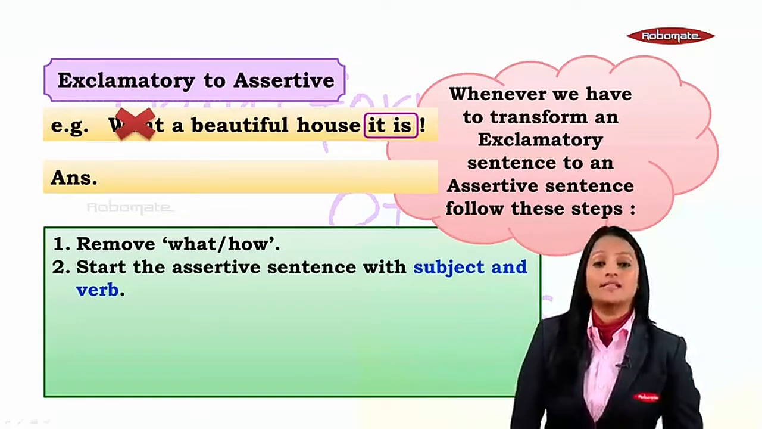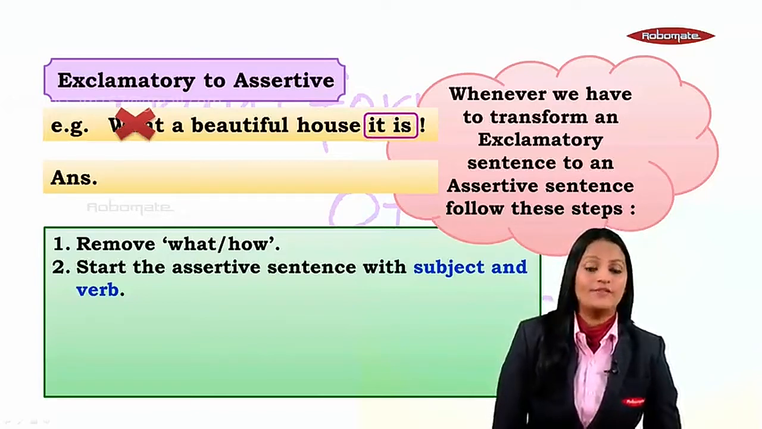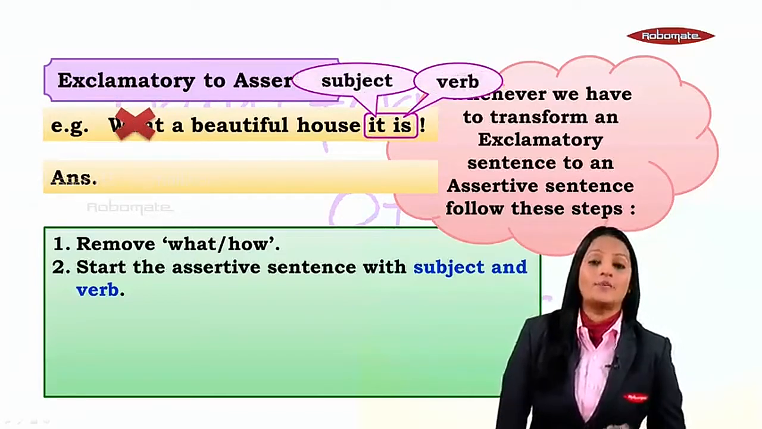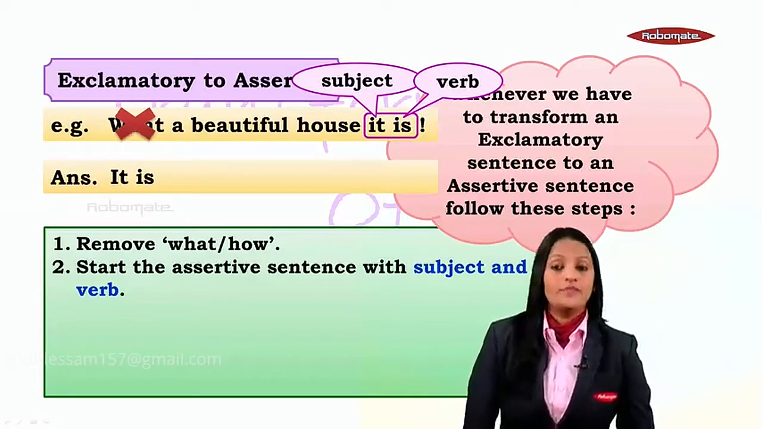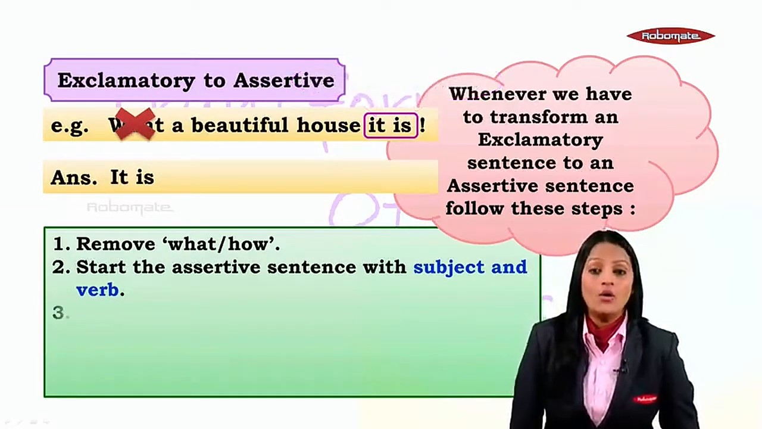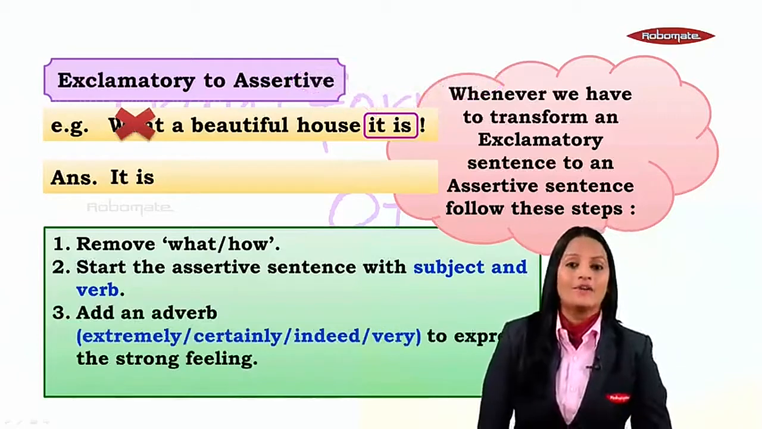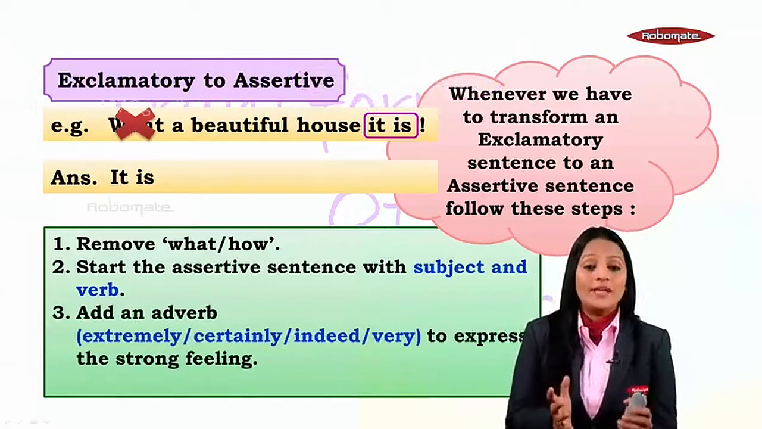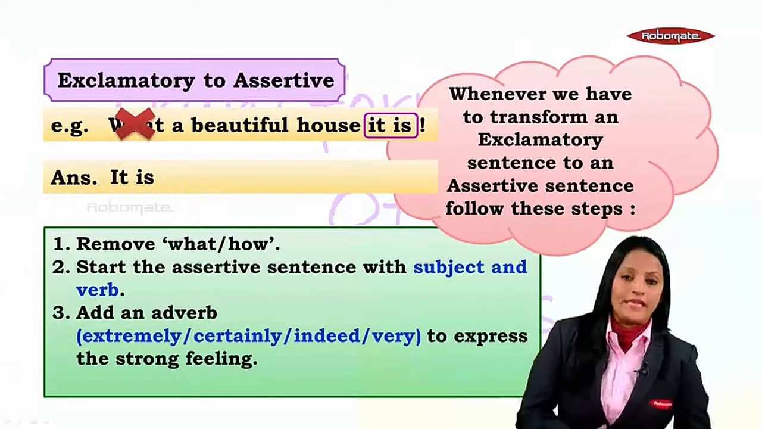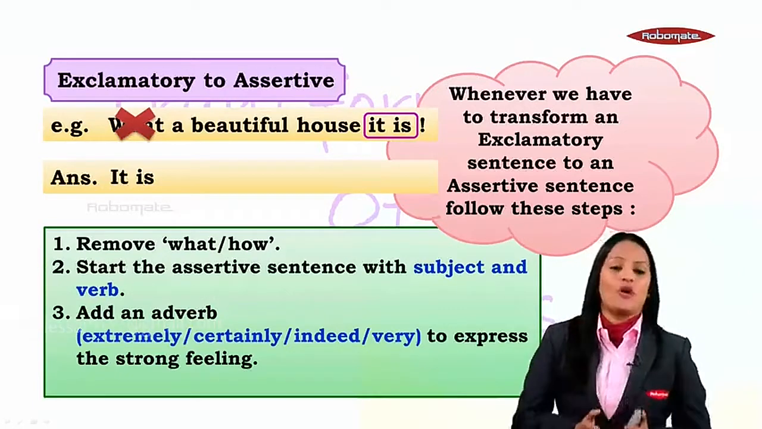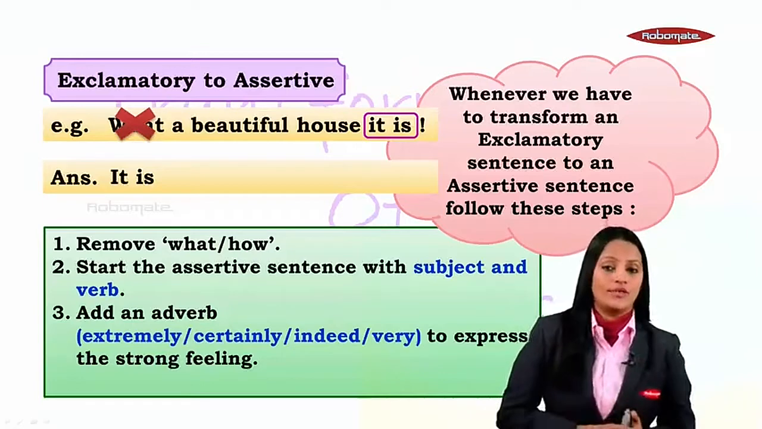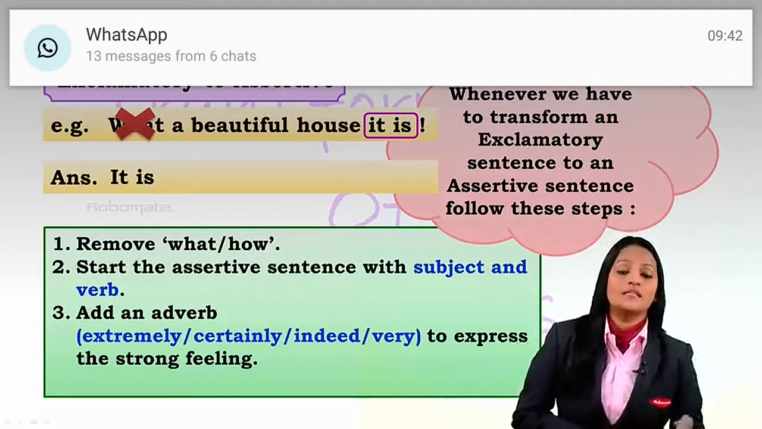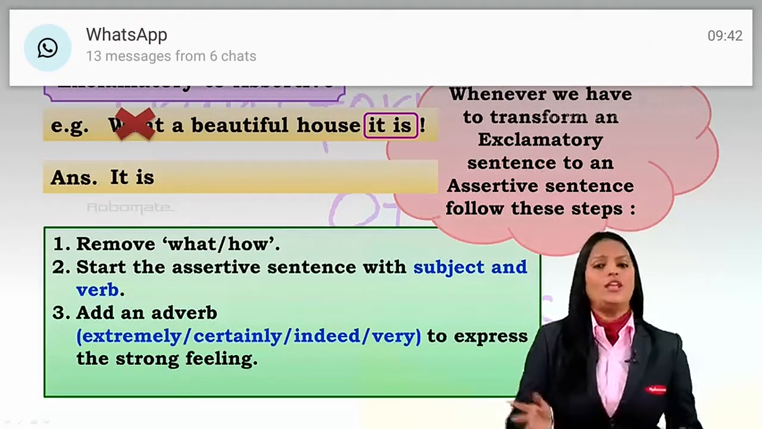So in the given sentence, your subject and verb have to be identified. There it is. It is the subject and is the verb. So we start with it is. Then we will now add an adverb. Students, exclamatory sentences show strong feelings. To maintain the strong feeling, we will add an adverb from the given choices there. Extremely, certainly, indeed, very. Any of those.